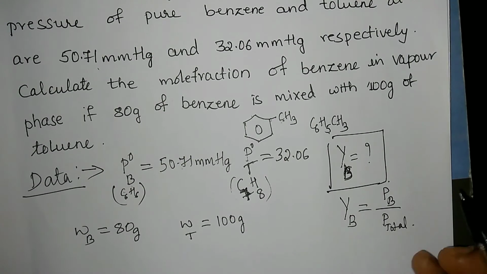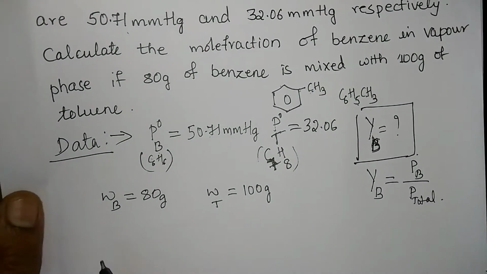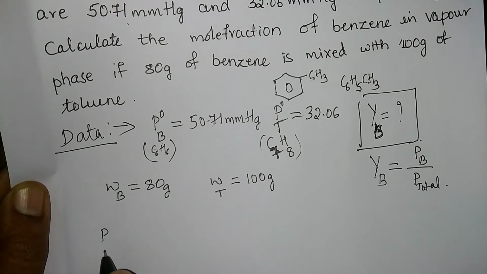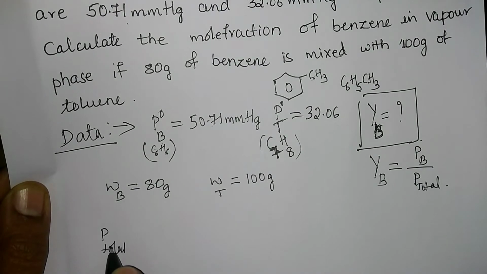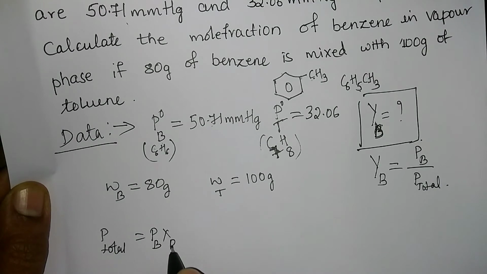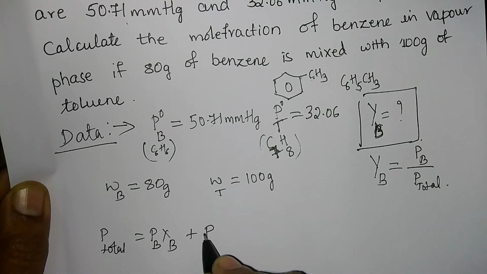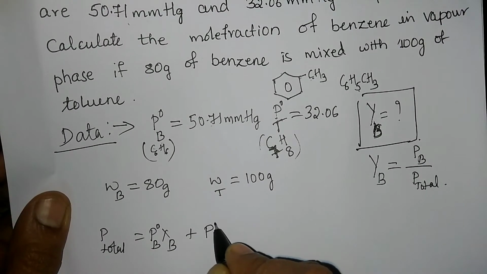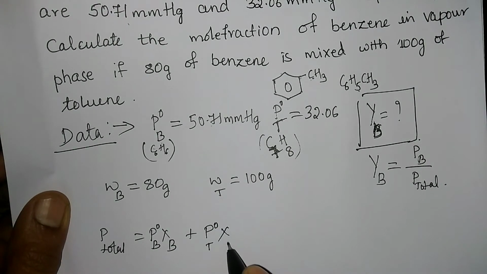In order to calculate the total pressure, we should go for the equation P total is equal to P naught of benzene into its mole fraction plus P naught of toluene into the mole fraction of toluene in the liquid solution.